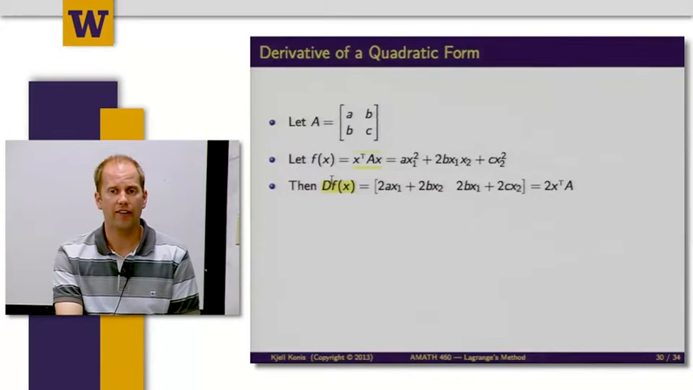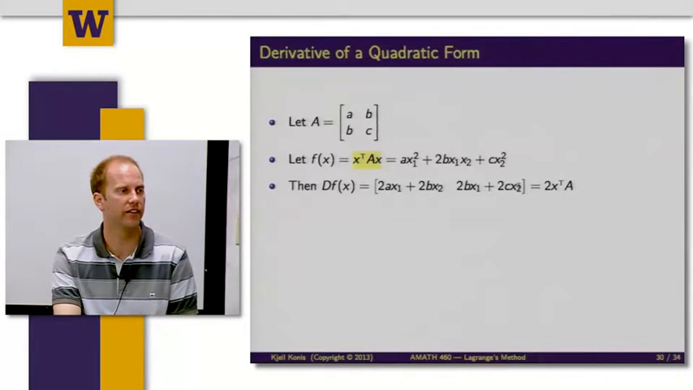The gradient has to be a row vector. So I need to do this as x transpose A so that the answer here is going to be a row vector. And then I pick up this factor of 2 because it's the same thing as taking a derivative of x squared.